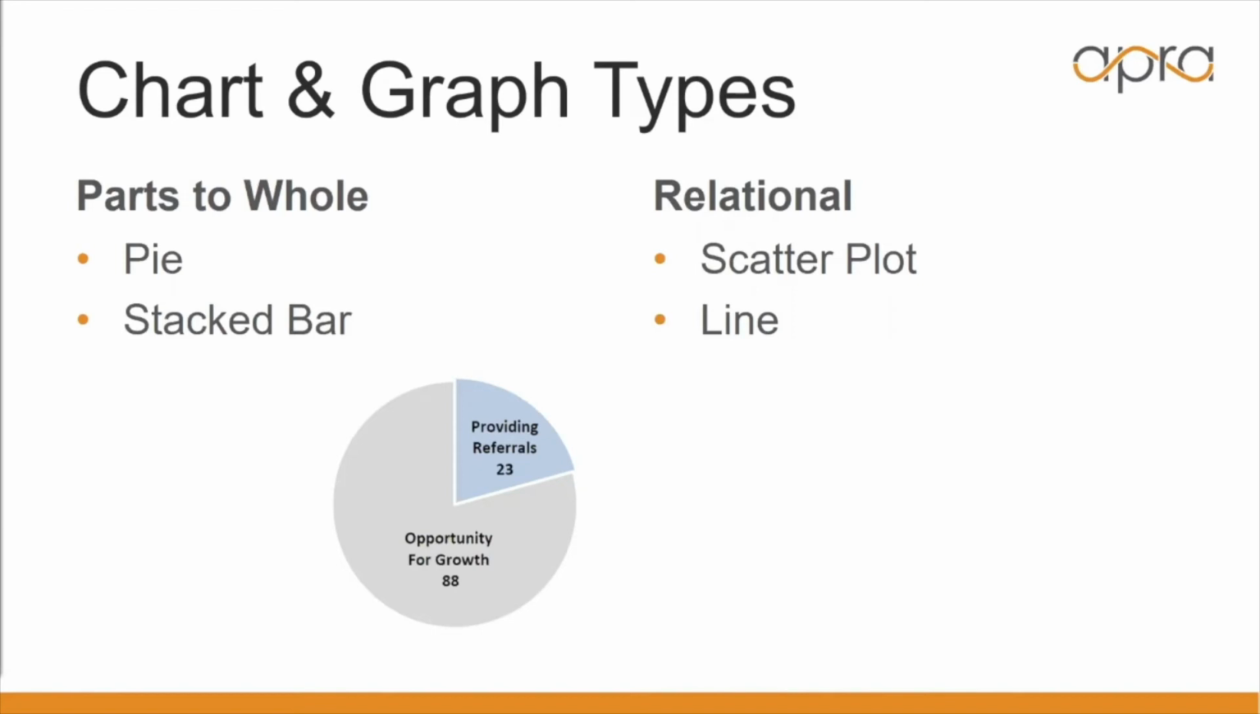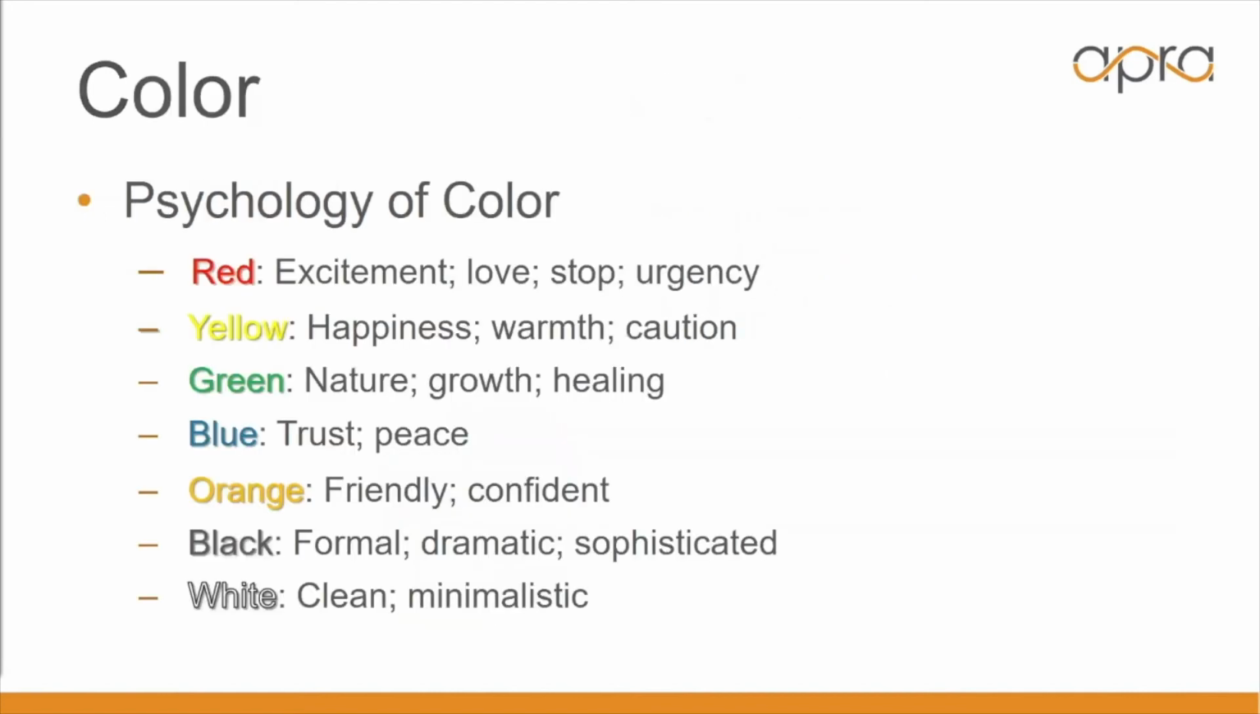Do you want to understand the relationship between values? You might use a scatter plot or a line graph. When designing a visualization, you want to think about principles like color. We have a psychological understanding of color that can help inform our visualizations. Use those colors to your advantage to tell a story.